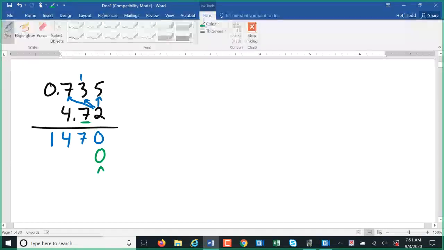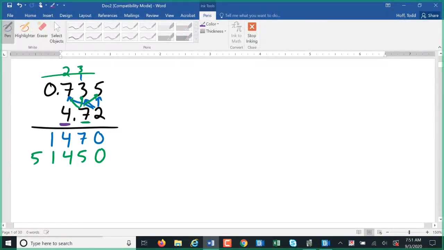So now we combine. I'm going to put my line up here. 7 times 5 is 35. So this is 5, carry the 3. 7 times 3 is 21. Plus the 3 we carried is 24. So 4, carry the 2. And 7 times 7 is 49, plus the 2 is 51. So that's 1. Again, there's no place to carry the 5, so we just move it over.